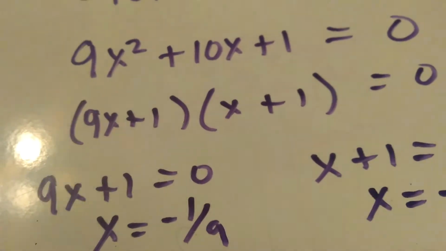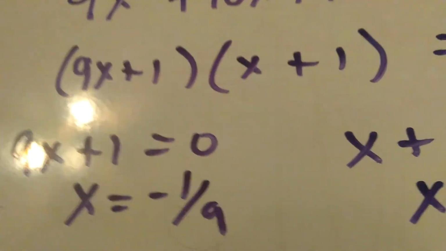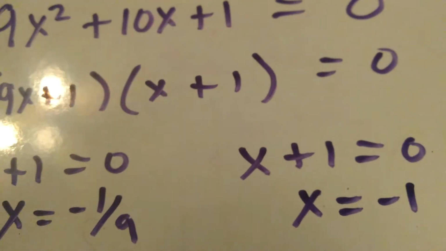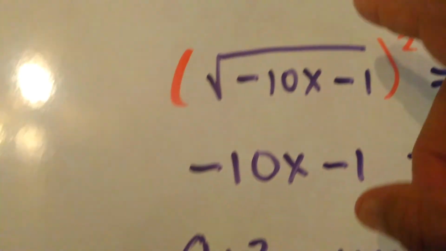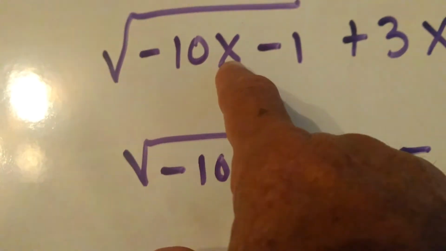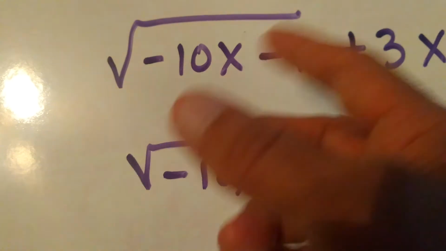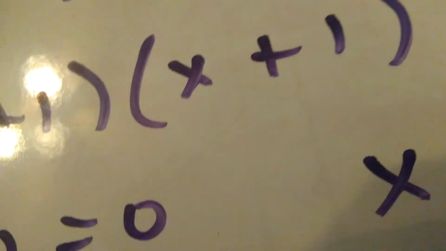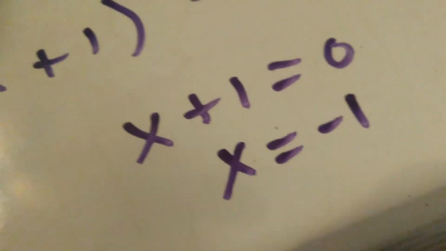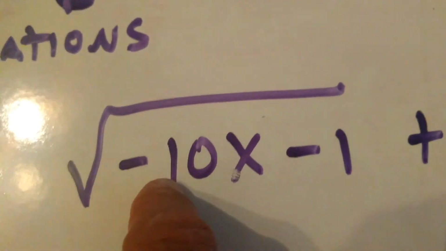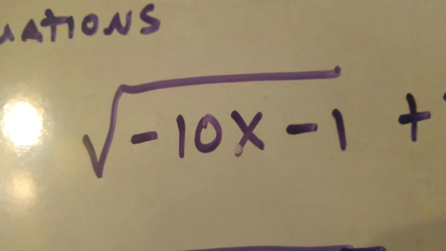And if you look at what's happening here, I always have to check these because remember I can't have a negative inside the radical. So if I take that negative 1/9 and place it back up here, negative times negative gives me 10/9. 10/9 is larger than negative 1, so it becomes a positive. If I take this negative 1 and put it back up here in the equation, negative 1 times negative 10 is a positive 10. 10 minus 1 is 9, so it works as well.